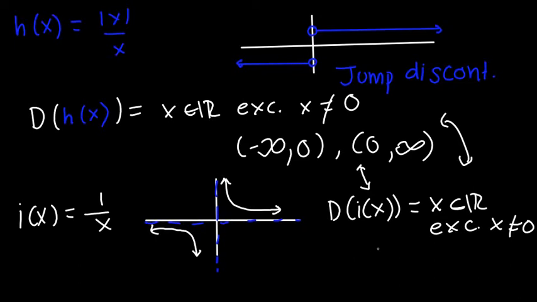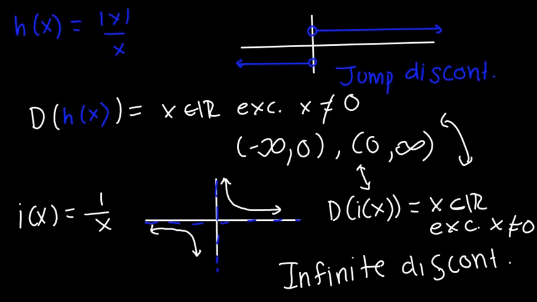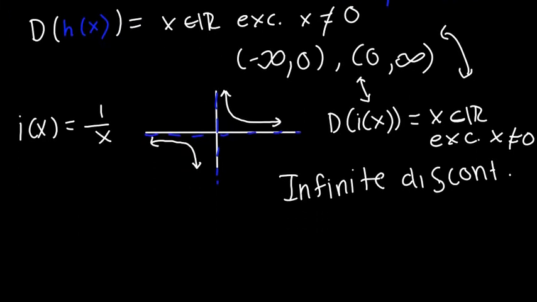So this is called an infinite discontinuity, and it makes sense, right? Because on one side you're going up to positive infinity, and on the left side you're going down to negative infinity. So it's an infinite discontinuity. Now we know all the types of discontinuities: a point discontinuity, which you can remove by simplifying, an infinite discontinuity, and a jump discontinuity.